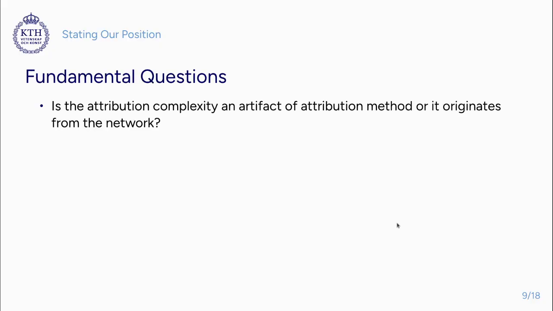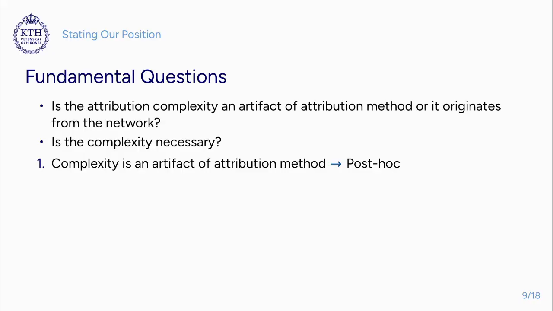Now that we have discussed post hoc attribution methods a little, it's time to state our fundamental questions. The first fundamental question is: is the attribution complexity an artifact of the attribution method, the explanation method that we have chosen, or does the complexity originate from the complexity in the network? The second fundamental question is: if this complexity comes from the network, is this complexity absolutely necessary for the task we have at hand?